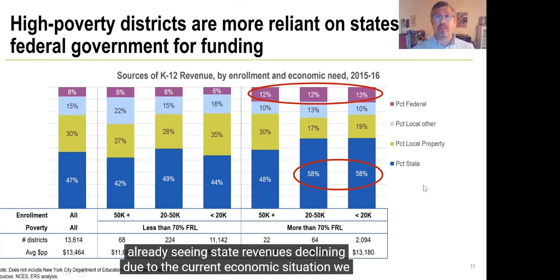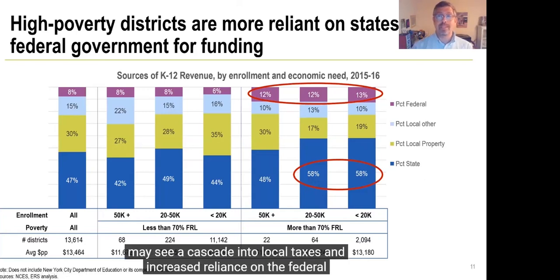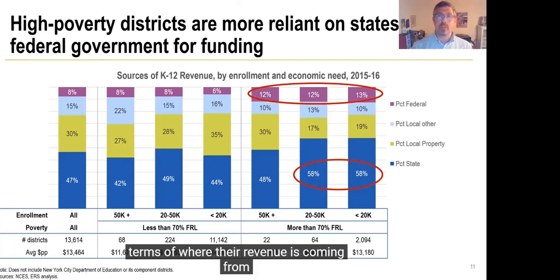So at a time when we're already seeing state revenues decline due to the current economic situation, we may see a cascade into local taxes and increased reliance on the federal government. Some of our highest need districts are at the greatest risk in terms of where their revenue is coming from.